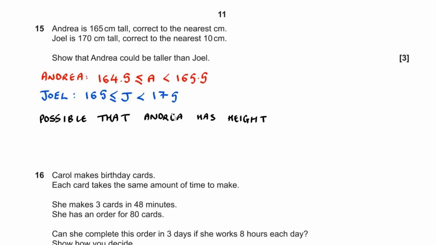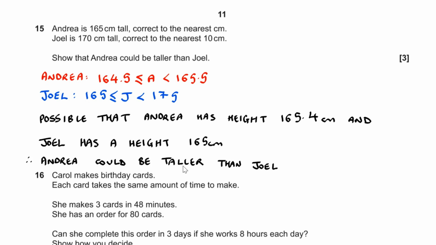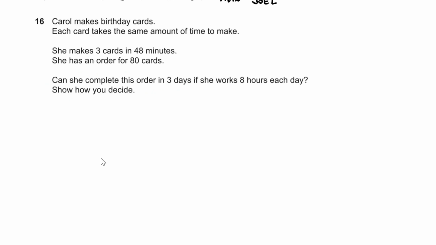Well, it's possible that Andrea has a height of 165.4 centimeters and Joel has a height of 165 centimeters, and you can see which one's greater. So Andrea could be taller than Joel.